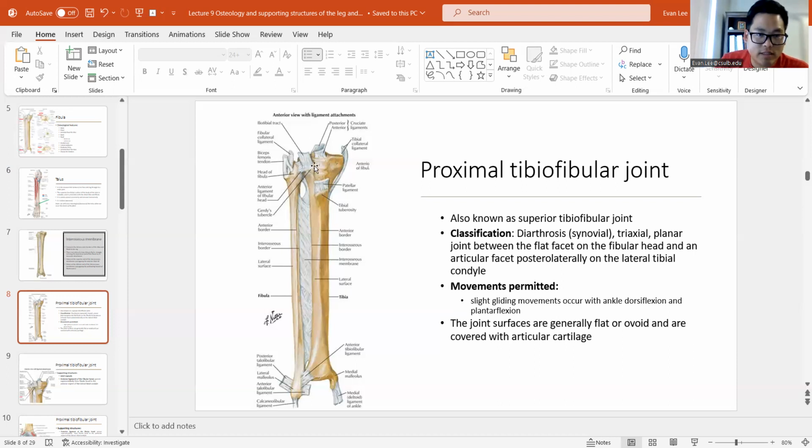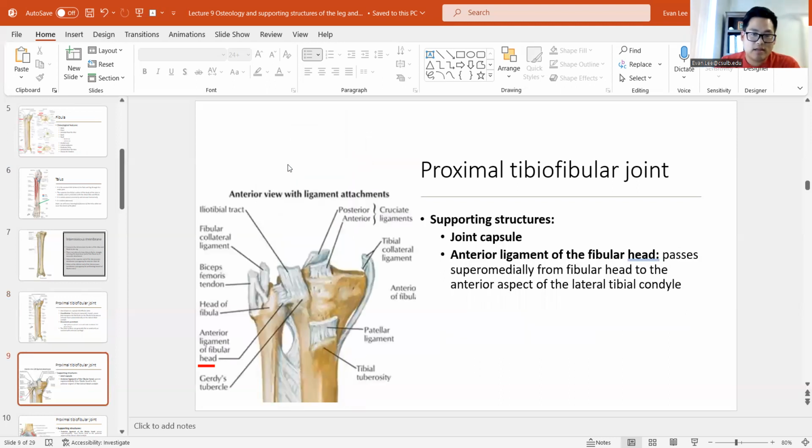So looking at this, you do have some ligaments that we're going to be learning. Let's go ahead and start with number one. It is a synovial joint, so it has a joint capsule, but also looking at the front here, you probably can guess this is the anterior ligament of the fibular head. So here's the head of the fibula, and how can you tell that this is the front side? You have the tibial tuberosity and patellar ligament. Those are some good indicators.